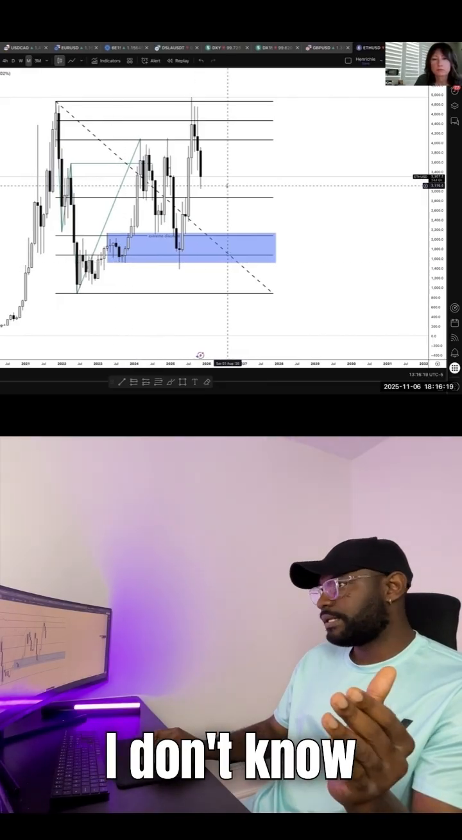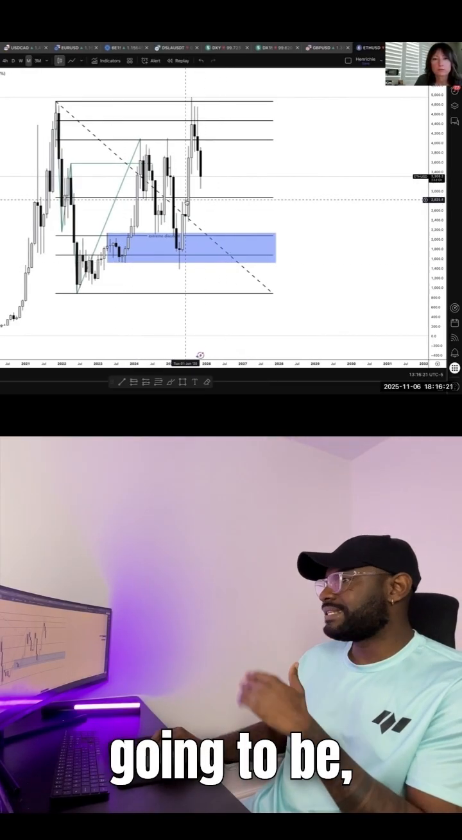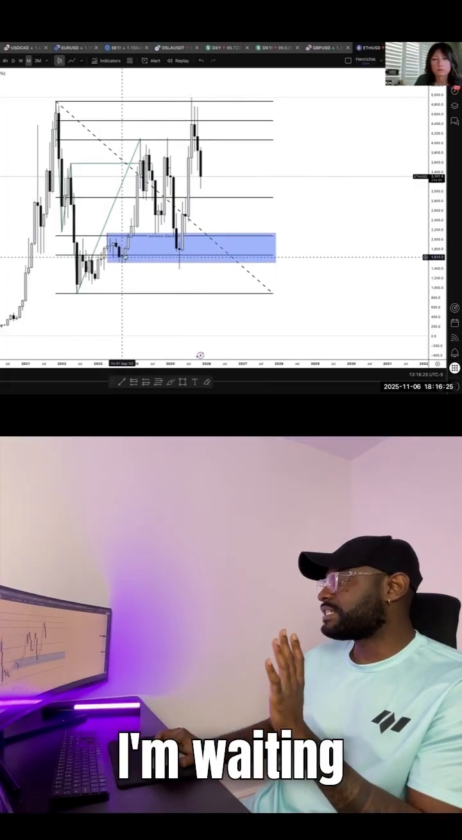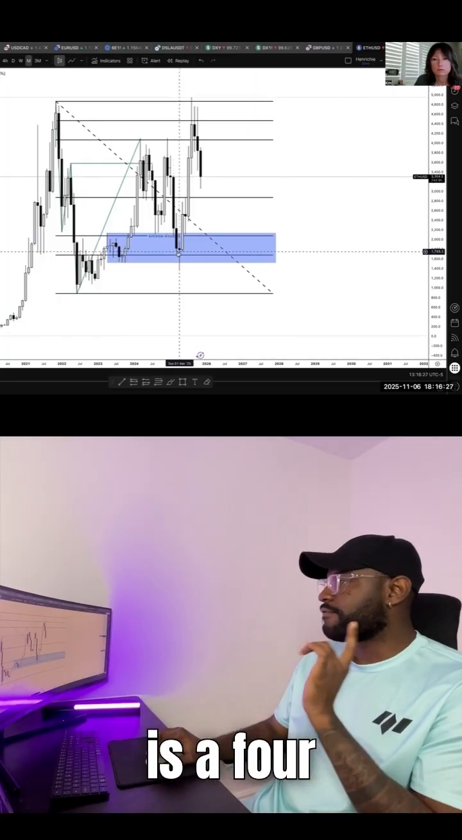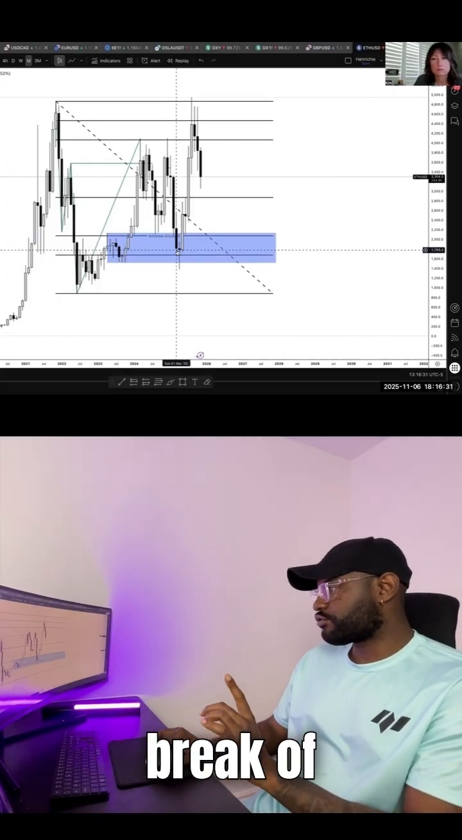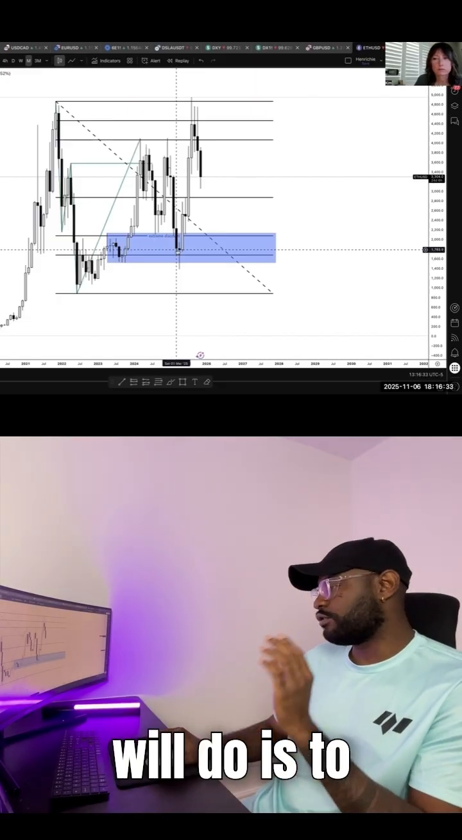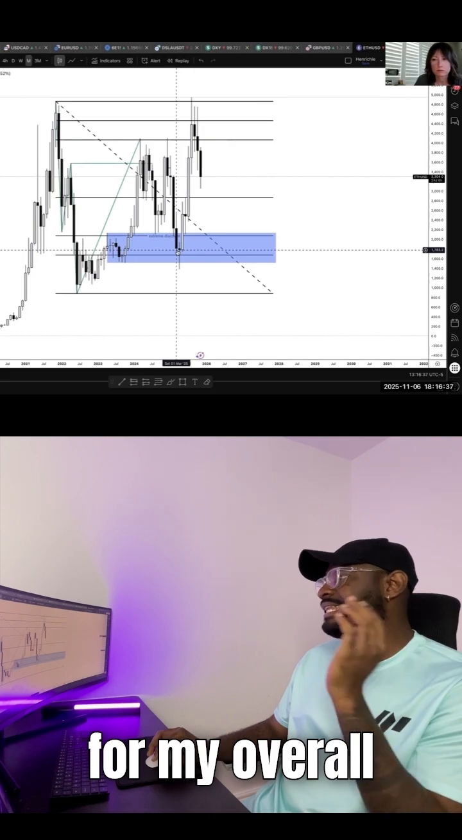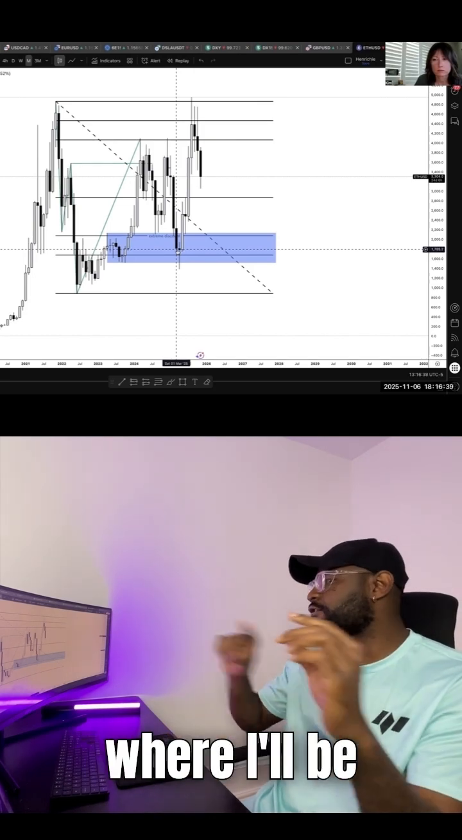or is going to run the liquidity and reverse. Nobody knows. I don't know which one it's going to be, whether it's just going to tap here or run liquidity. The only thing I'm waiting for down here is a 4-hour break of structure. Once I see that 4-hour break of structure, the next thing I'll do is to look for my entries, and then I'll look for my overall take profits and areas where I'll be scaling out profits.